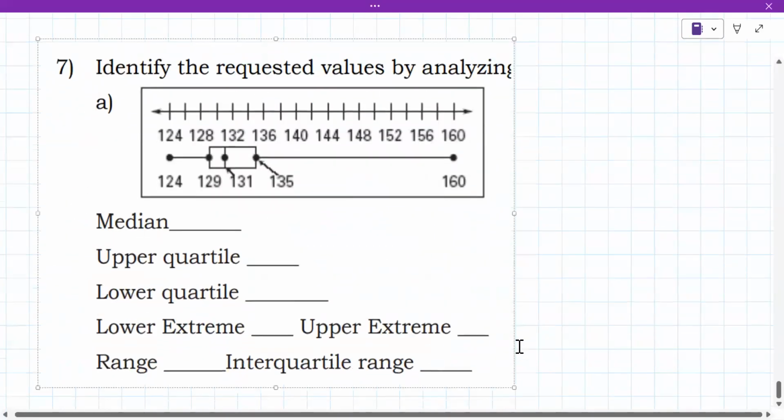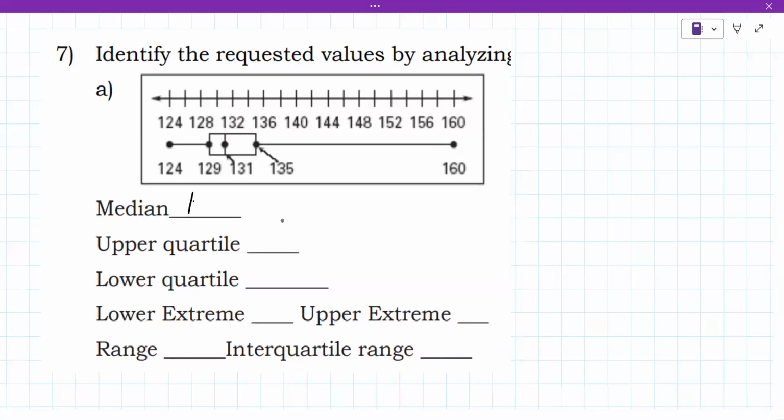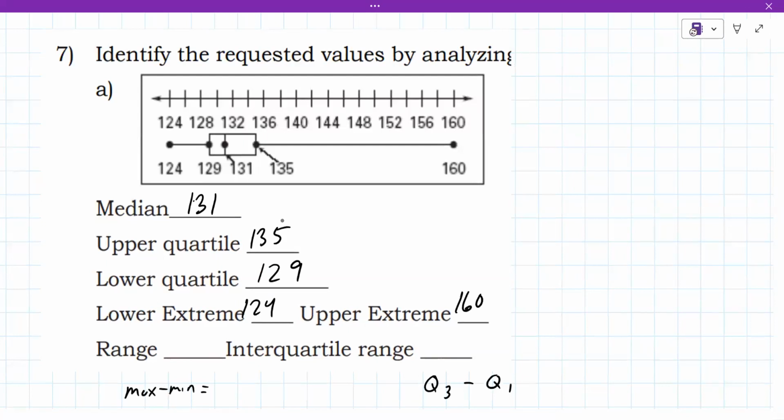So they could give you a box and whisker plot and you could be asked to find some of this information. So the median's 131, the upper quartile is 135, lower quartile is 129, lower extreme 124, upper extreme is 160. The range is the max minus the min. Interquartile range is 135 minus 129. Exactly. And these are just things you have to know to be successful.